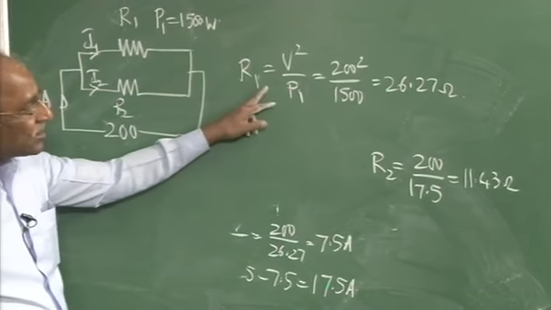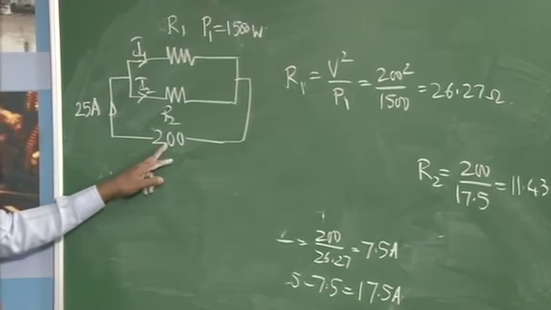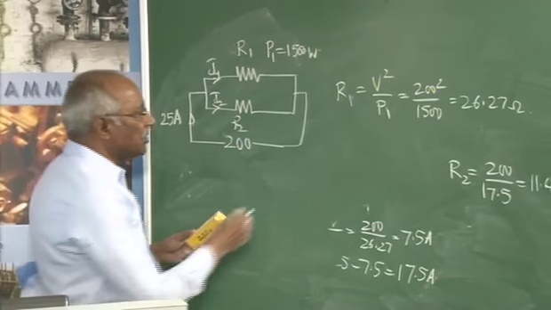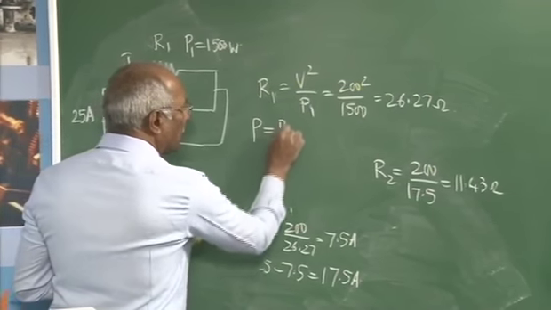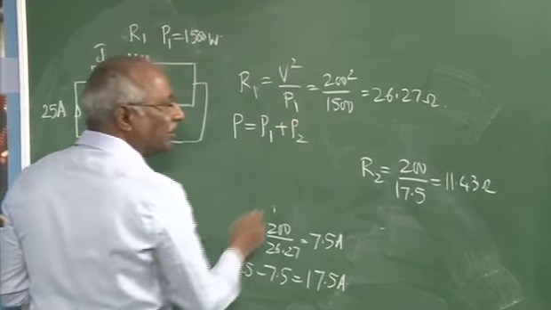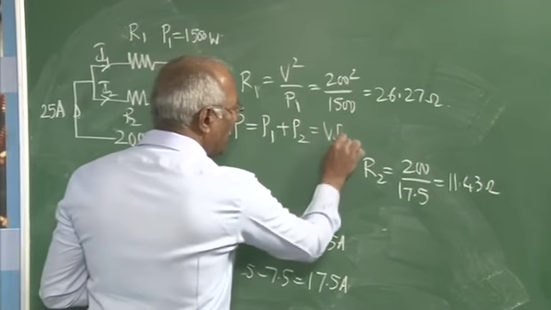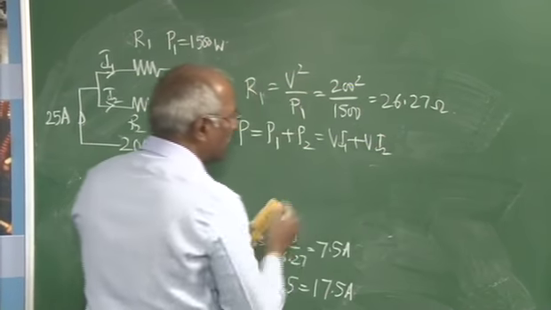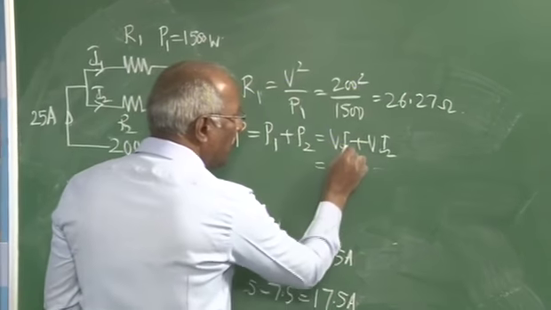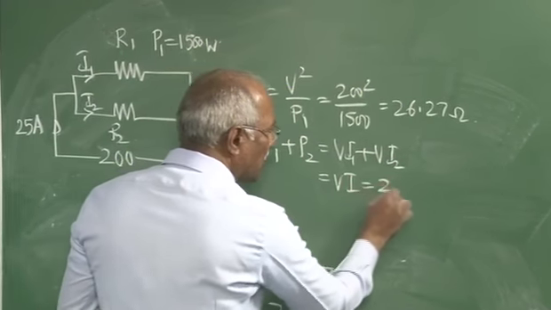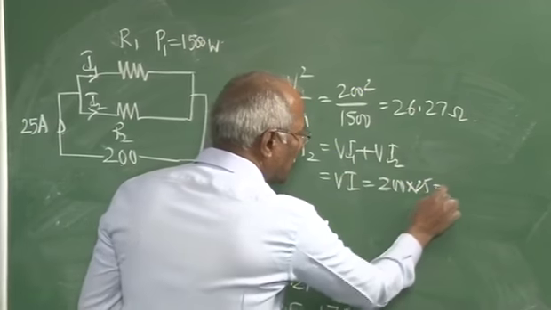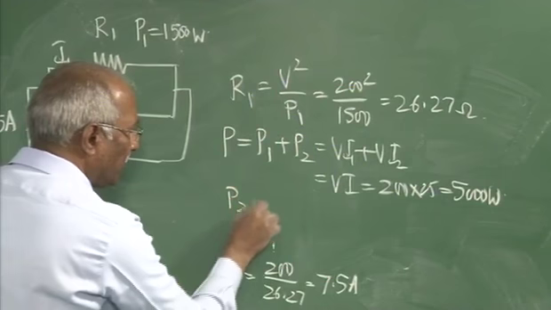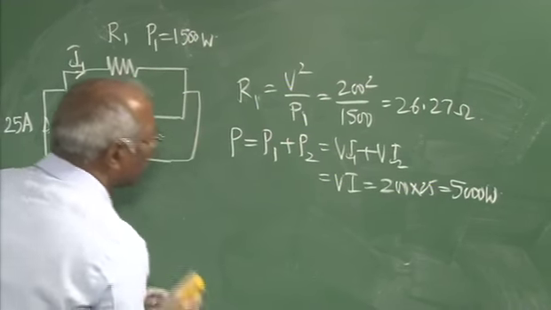If you want to find out in the same way, we know the voltage applied to the circuit, and we know the total current. So the power is nothing but P1 plus P2. P is nothing but VI1 plus VI2, which is V into I1 plus I2, and I1 plus I2 is nothing but I. That comes to 200 into 25, which is 5000 watts.